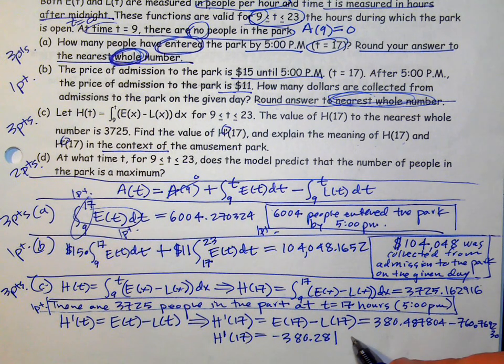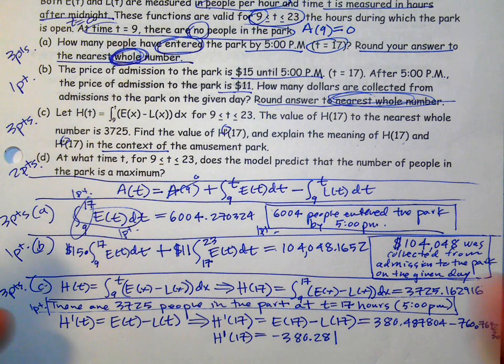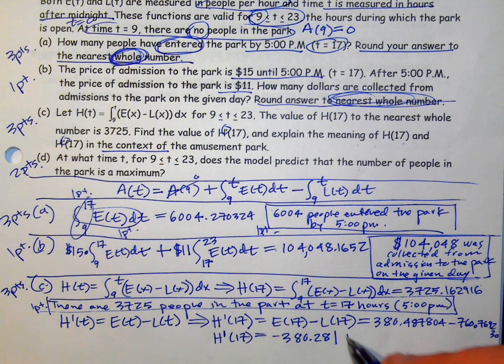Now, what are the units of this? The units of this is the derivative. H is the amount of people in the park. The derivative is with respect to time, so it's the amount of people per change in time, which is hours. It's people per hour.